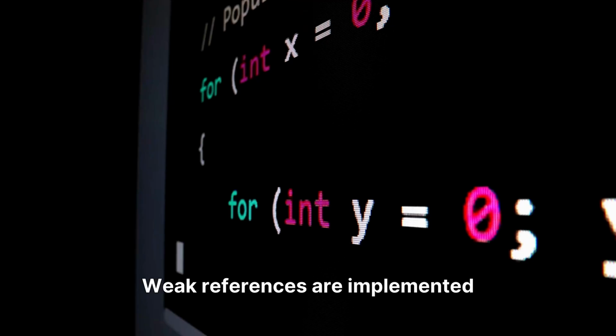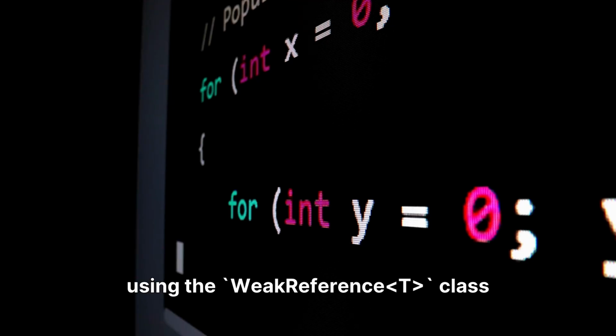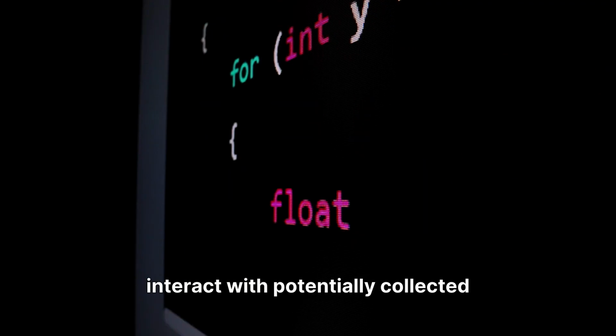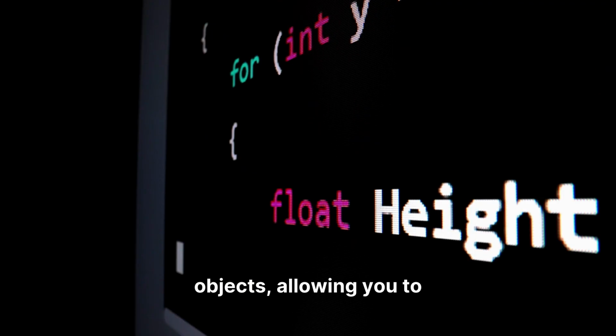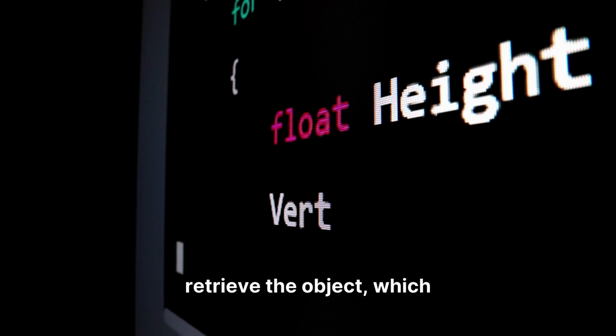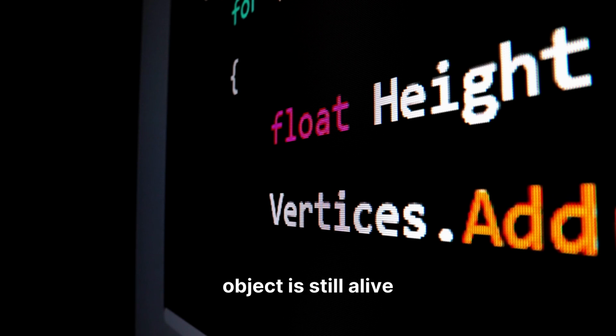Weak references are implemented using the WeakReference<T> class in C#, which provides a safe way to interact with potentially collected objects, allowing you to check if the target object is still available before attempting to use it. You typically use the TryGetTarget method to safely retrieve the object, which returns true if the object is still alive and false if it has been collected.